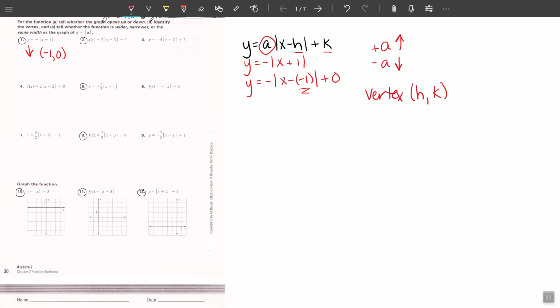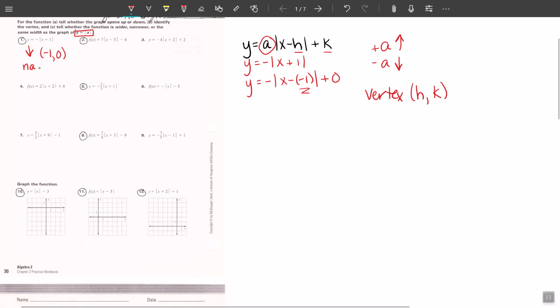And then in C, they want to know whether the function is wider, narrower, or the same width as the graph of y equals x, the absolute value of x. This is the parent function. So this is what we're going to be comparing everything to. That parent function has an a value of 1. So the larger the a value gets away from 1, so towards that positive side of the number line, the narrower the absolute value function is going to get.